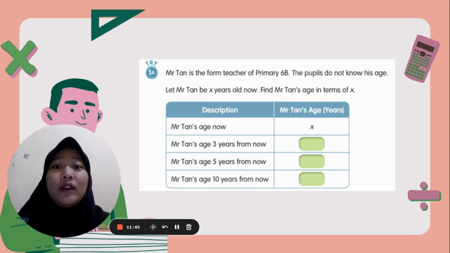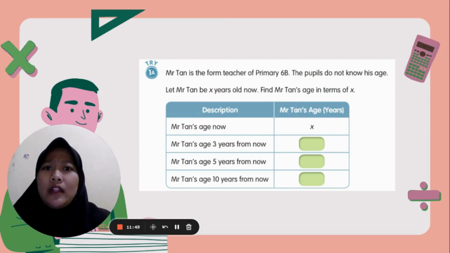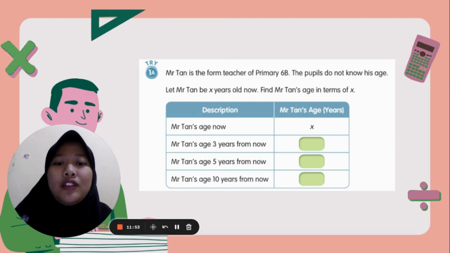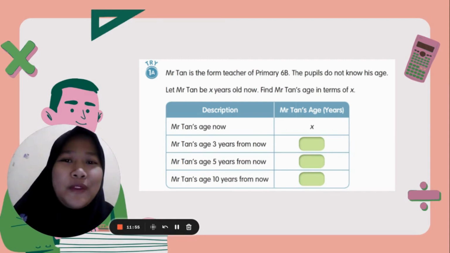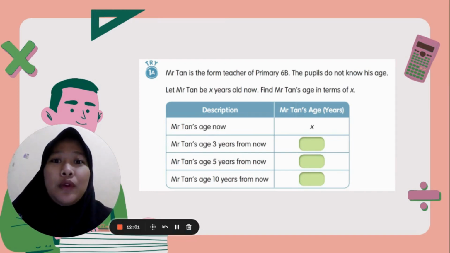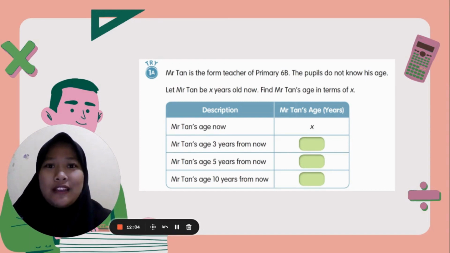Now, it's the same as the previous case because we don't know exactly what Mr. Tan's age is. But the question is, what is Mr. Tan's age 3 years from now? Okay, you can write down your answers in your own book, and then we will discuss the correct answers together after this.